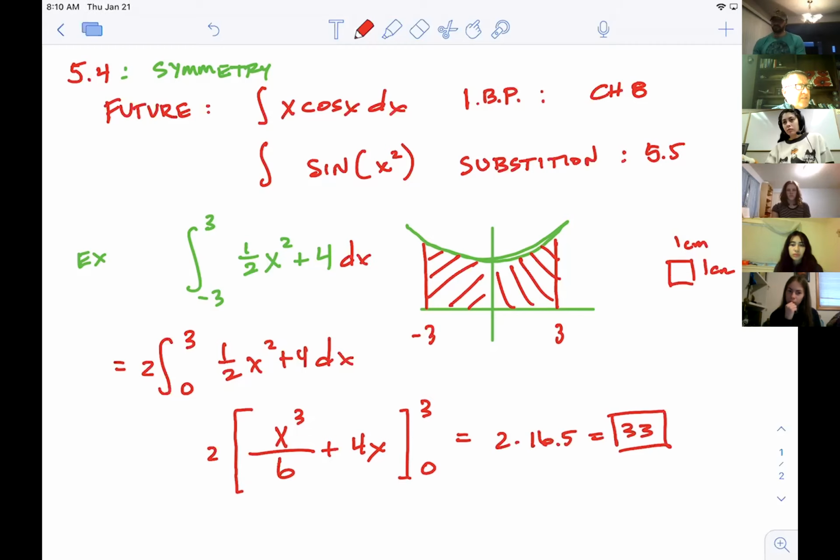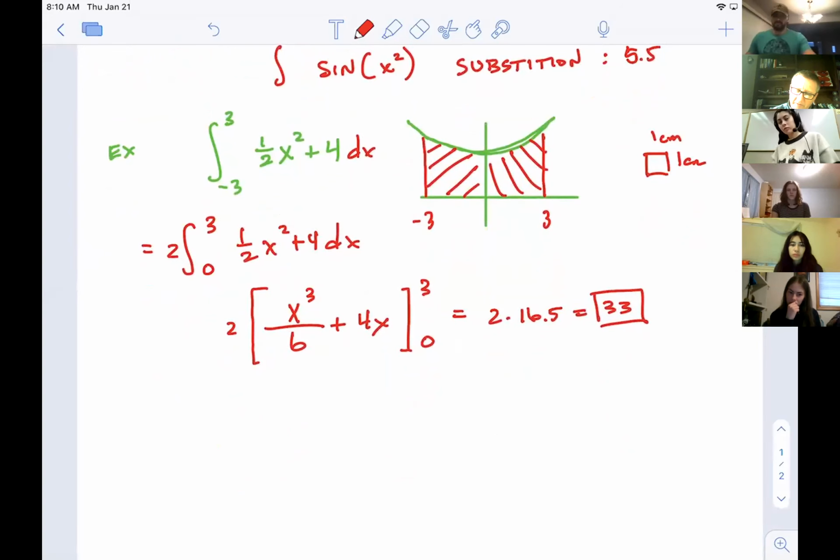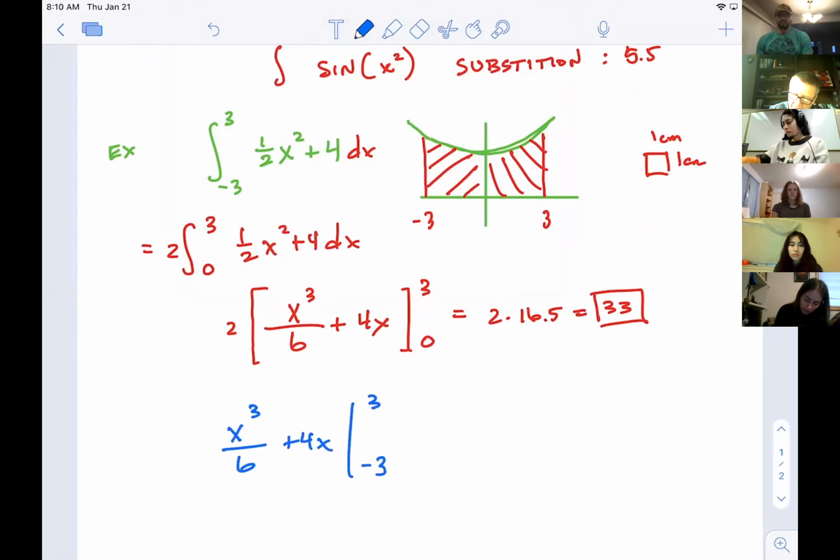What if you had done this the long way? Just to kind of reinforce this idea here a little bit. What if you had done this the long way so that you still had x to the third over 6 plus 4x, but you evaluated it at 3 and negative 3? I mean, the answer is still going to be 33, right? But how's that going to come about? Like, what are you actually going to see happen when you do that? What is this going to look like?